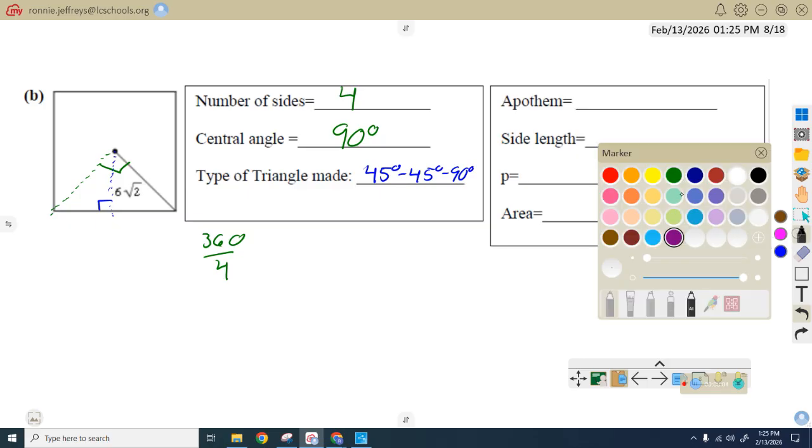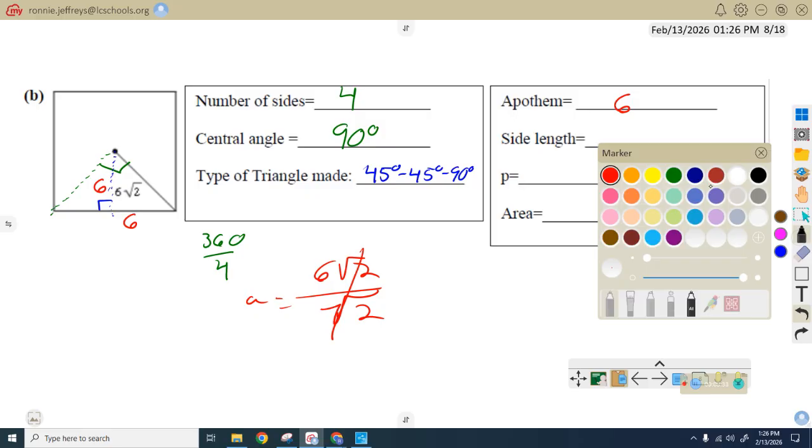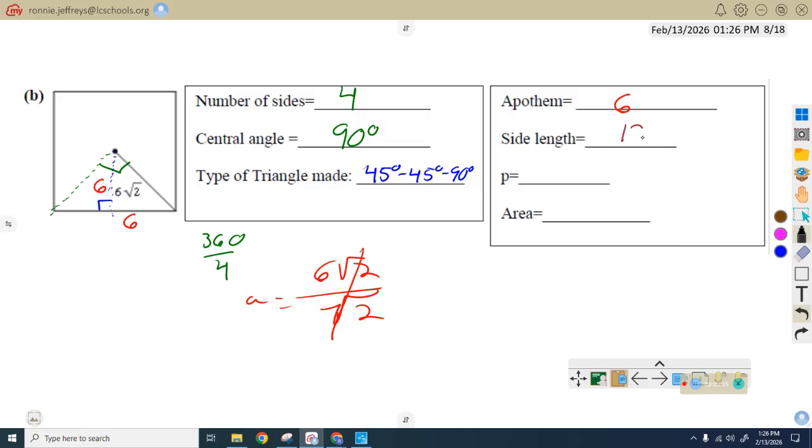Okay. So our apothem. All right, if we're given the hypotenuse of 6 root 2, our little a is going to be this divided by root 2. Okay, so what happens to these root 2's? They cancel. Okay, so if this is 6, this side's also 6. Yes, that does mean the side length is 12.